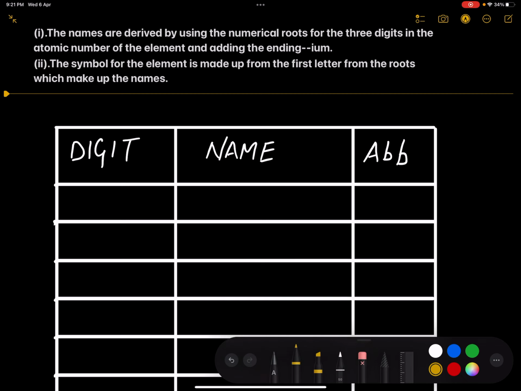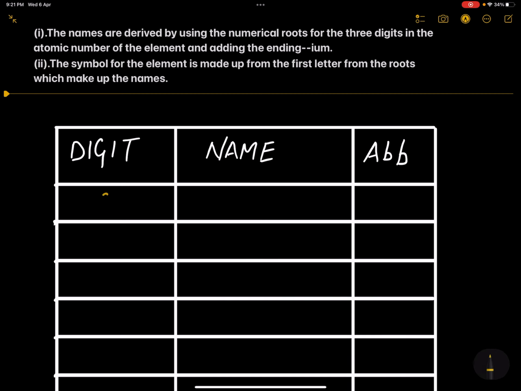First of all, the first digit is 0. For 0, the name given is nil, and its abbreviation will be small n. From the name we are going to derive the name of the element, and from the abbreviation we are going to derive the symbol of the element. Now the second one, the digit is 1. For digit 1 the name is un and its abbreviation will be u.